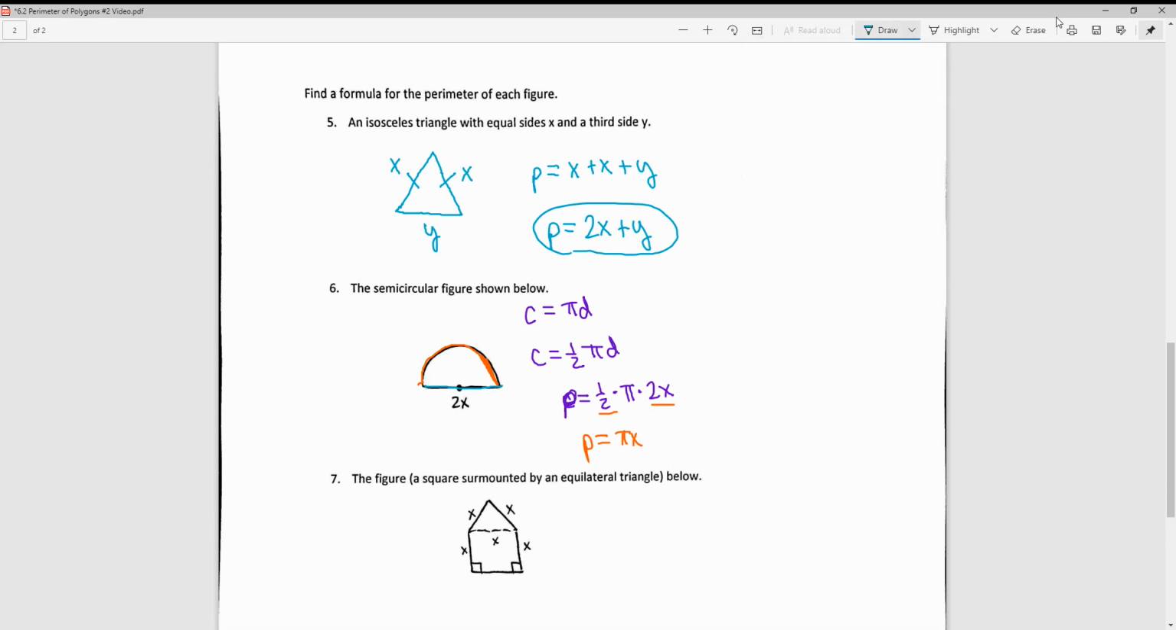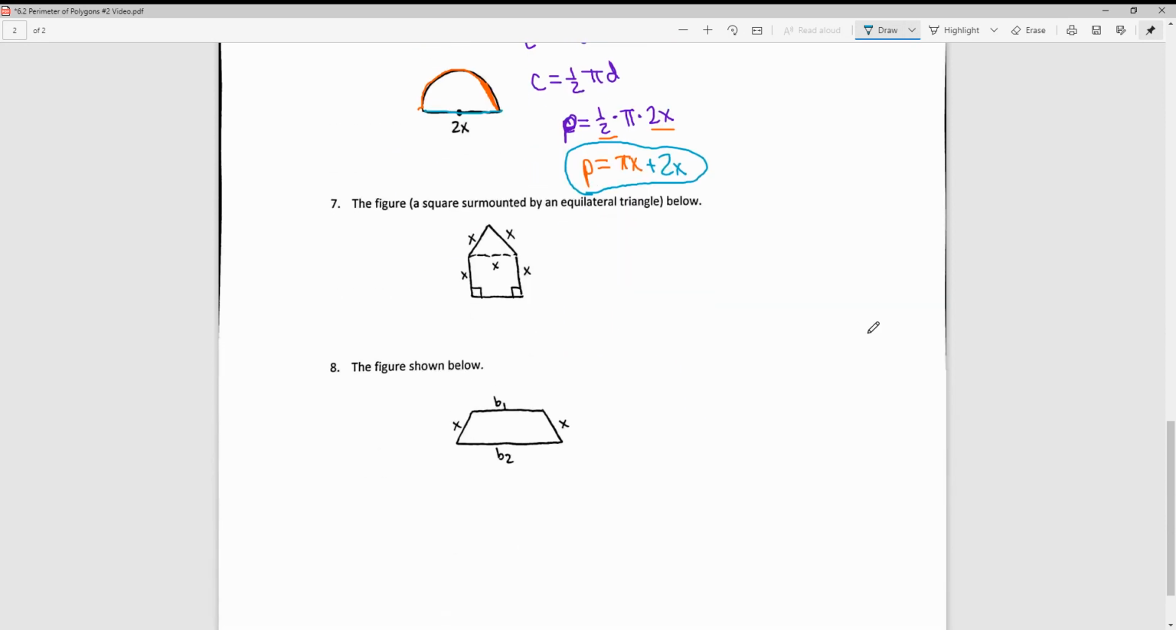So our perimeter is going to be pi times x plus that flat part, which is 2x. So we need to deal with the curved part. We did that by doing the circumference of half a circle, and the flat part, which was already given to us. So to go all the way around the curved part and the flat part is pi x plus 2x.